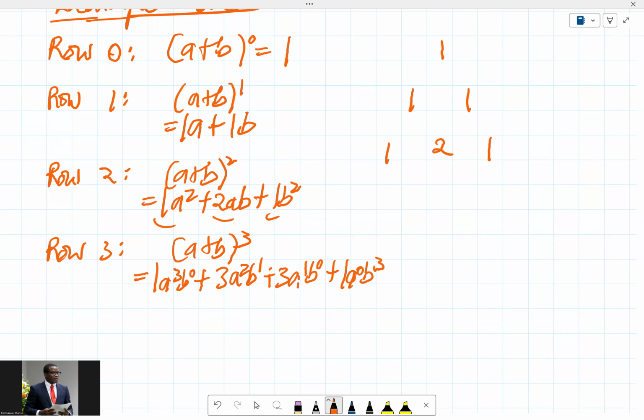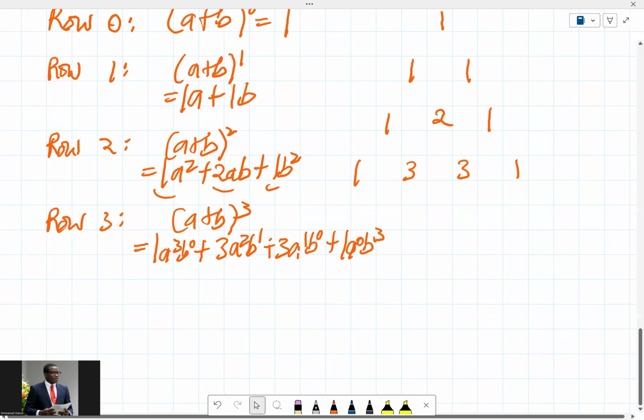So what do you do next? For the next row, you drop this one. Then 1 plus 2 is 3. So this 3 comes here, and then 2 plus 1 is also 3, and this one you can drop. And that is row 3.